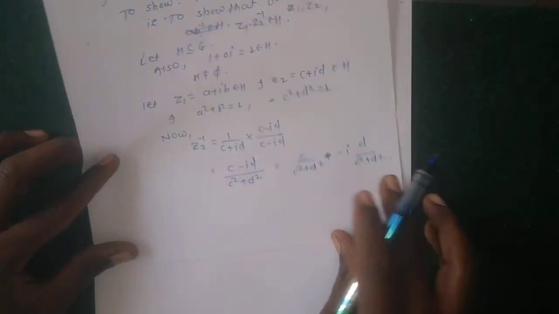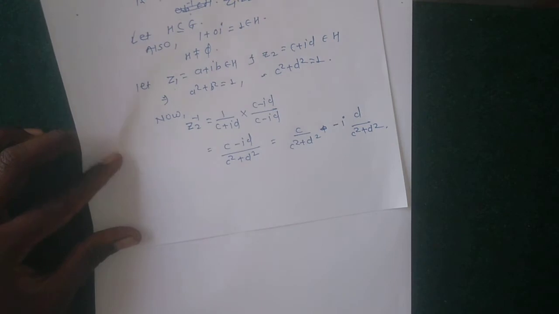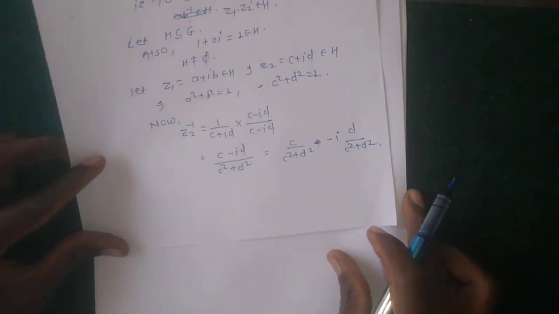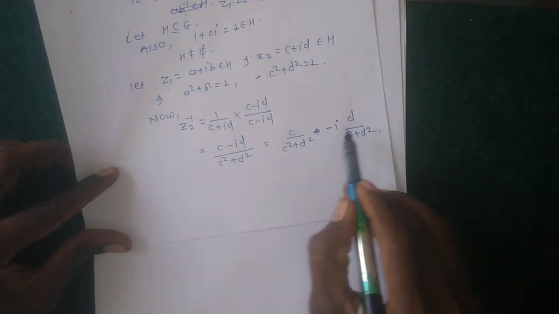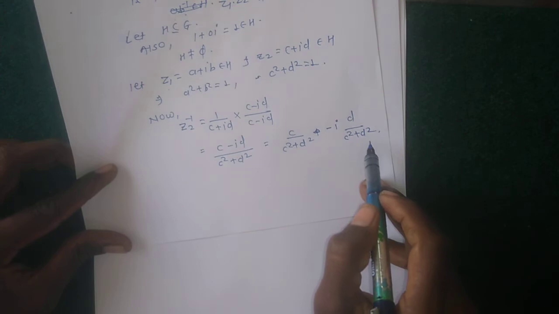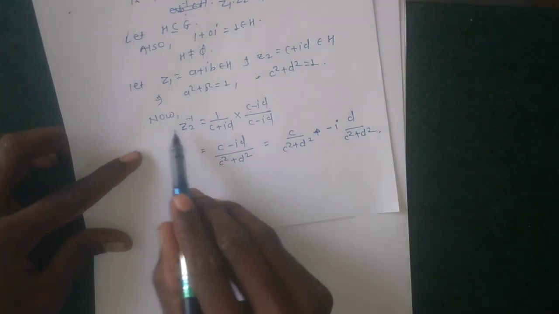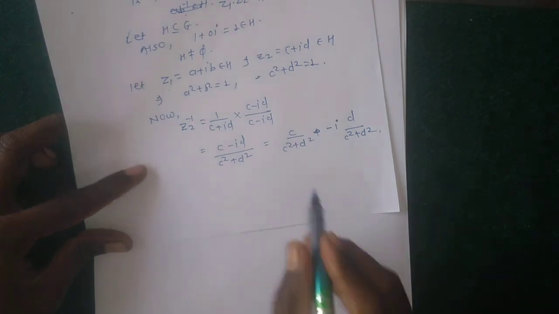Therefore, to show whether Z2 inverse belongs to H or not, how to show Z2 inverse belongs to H? If the square of this element plus the square of this element equals 1, then this Z2 inverse belongs to H. If not, then Z2 inverse does not belong to H.